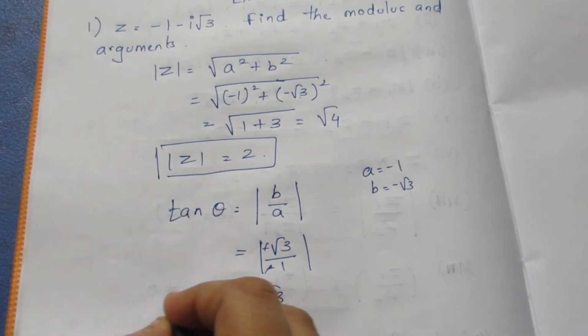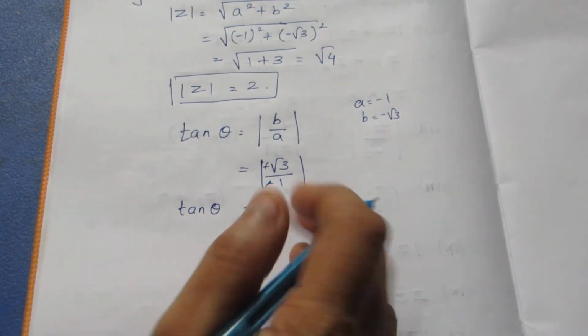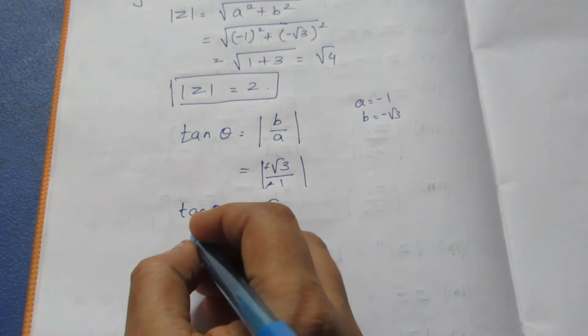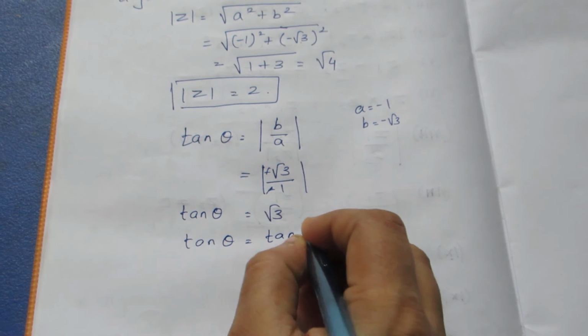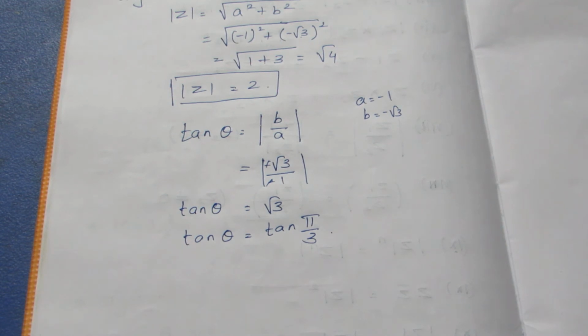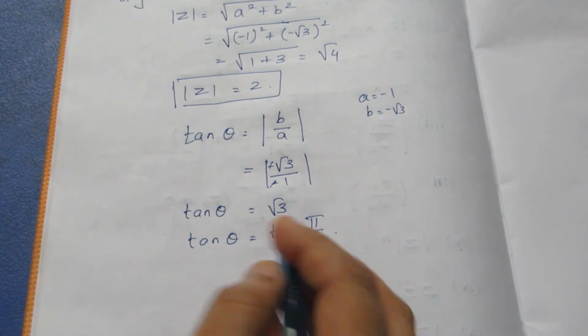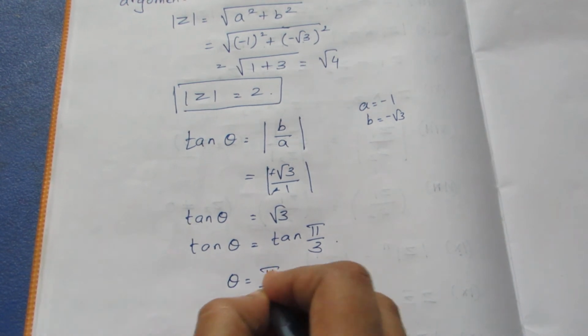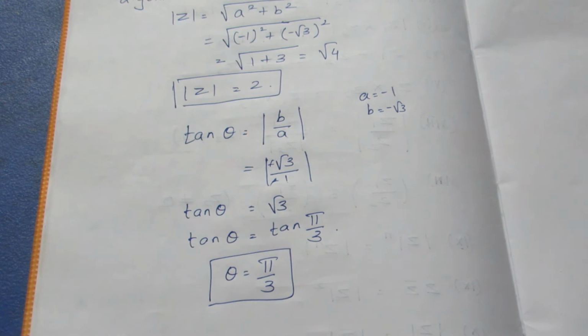Now tan theta is equal to root 3. Instead of root 3 we can write tan pi by 3, because it is 60 degrees. We know that pi is 180 degrees, so 180 divided by 3 will be 60 degrees. Instead of root 3 we can write the value to be tan pi by 3. Taking only the angle, we know that theta is equal to pi by 3. So we have found the theta value to be pi by 3. Now we'll go with the question.